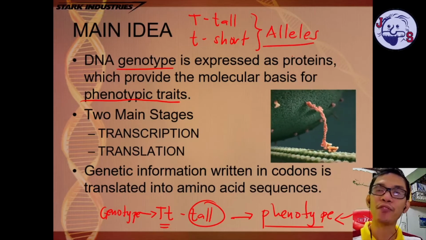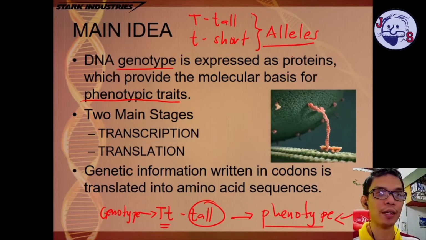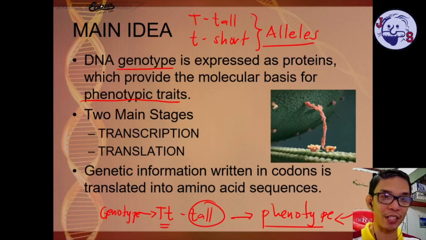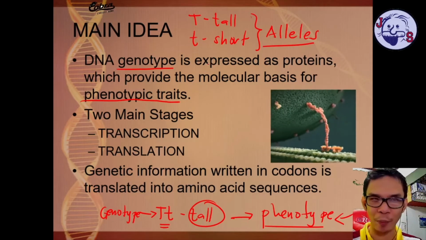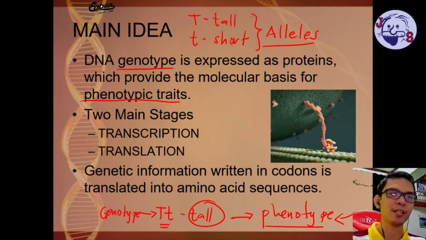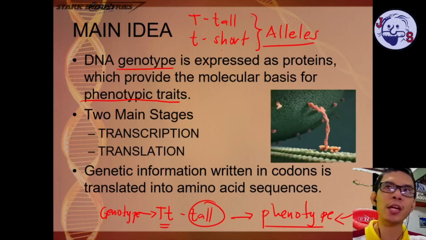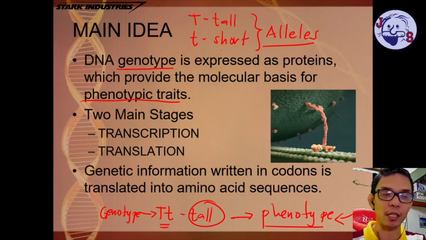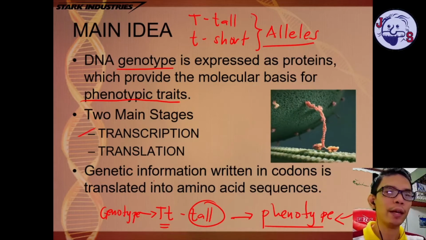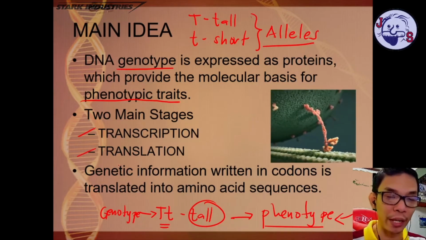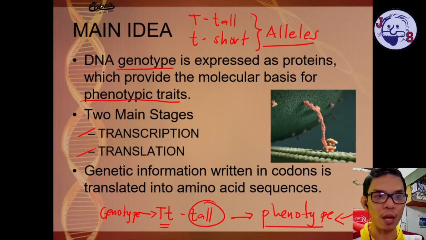Alright, alleles are forms of the genes. So there are two forms of your genes: the dominant and the recessive ones, not to mention also some incomplete dominance and codominance in the process. There are two main stages of creating proteins. The first one is transcription, and the second one is the translation process. We will go into that later in this topic.